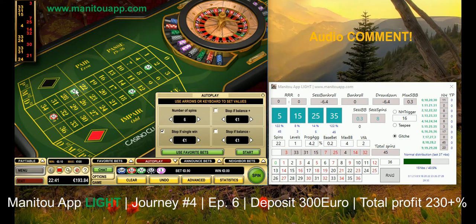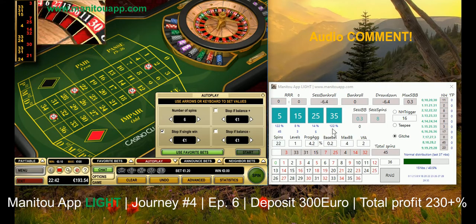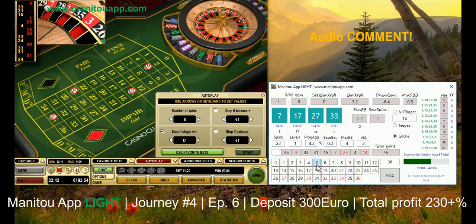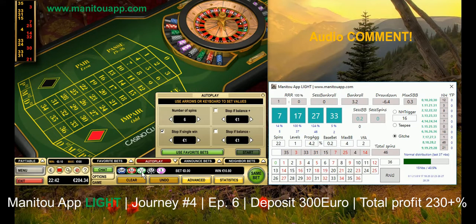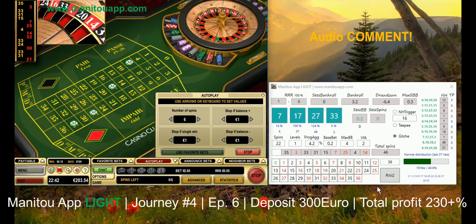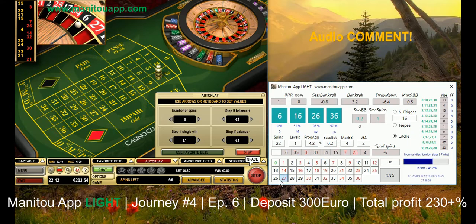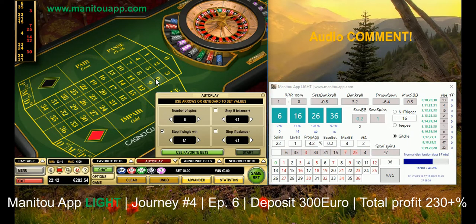I'm using a base bet of 20 cents. I know that using a base bet of 20 cents, if you have a stack of just 200, is not really the best option because it's maybe too high. The ideal case would be just 10 cents if you have just a 200 stack, but I believe the Glitch algorithm and Manitou App LIGHT can deliver really interesting results. So I'm keeping this base bet of 20 cents.